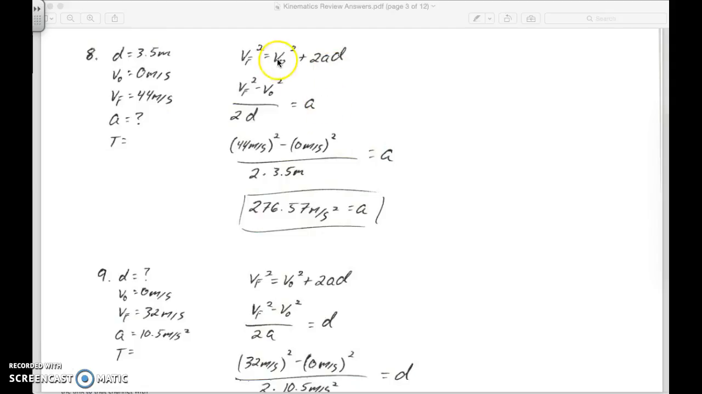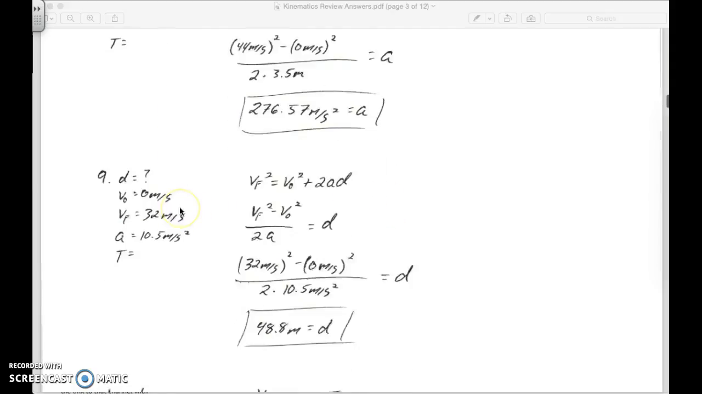I'm solving for acceleration, so I'm going to subtract V naught squared over to the left first. That's why I've got Vf squared minus V naught squared in the numerator, and then divide by 2D. That's why it's down here in the denominator. I plug in my numbers, and I get 44 meters per second, squared, minus 0. Doesn't matter if you square it or not, it's still 0. Divided by 2 times 3.5 meters. That's going to give me an acceleration of 276.57 meters per second squared.